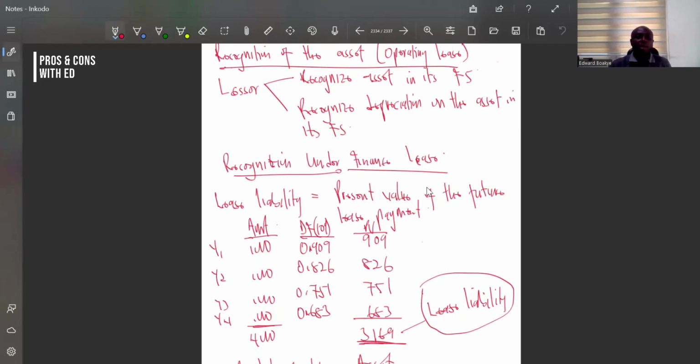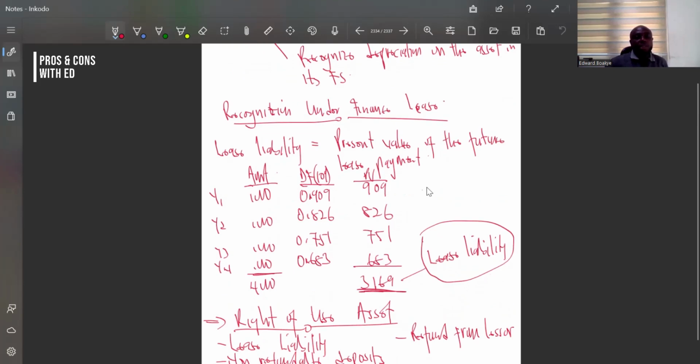A liability. Now, we said we have to understand when we say something is paid in advance and in arrears. When we take a question dealing with finance lease, we will have to know what we mean by in advance and in arrears. Because when we say in advance, it means it is paid at the beginning of the year. But when we say in arrears, it simply means that it will be paid at the end of the year.